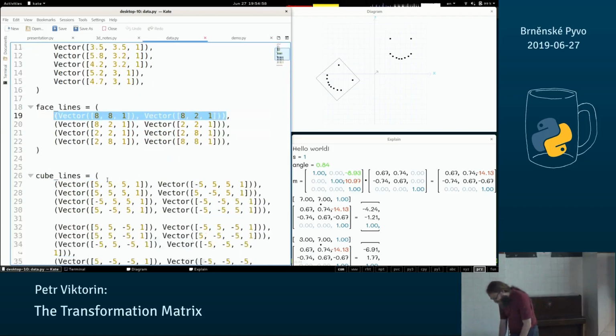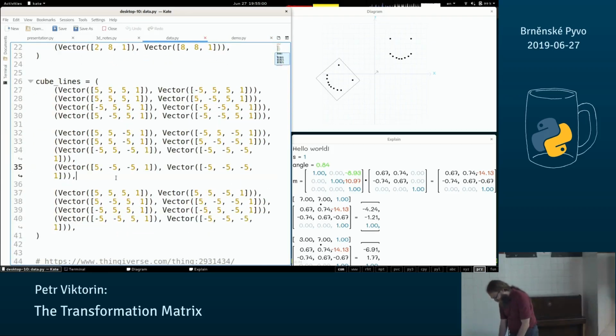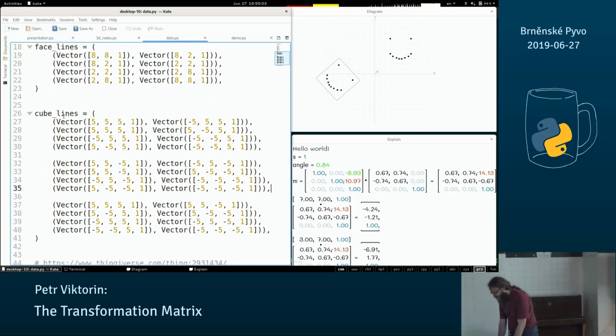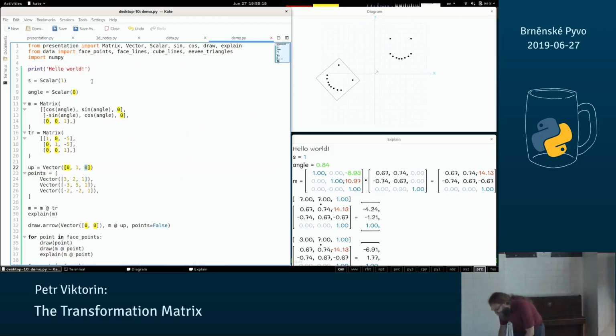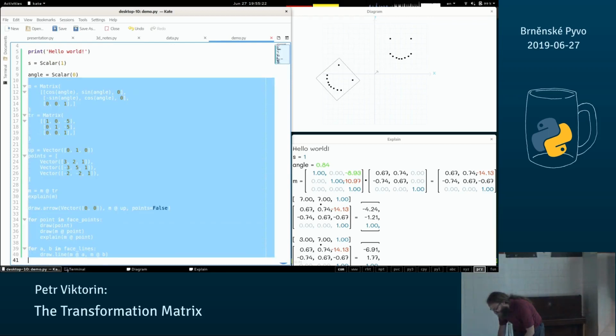So I have some data for a cube. It's a bunch of 4-element vectors. So these have x, y, and a z direction. And there's a 1 here, which means it's a position, a point. So let's see. I probably get to remove all this.